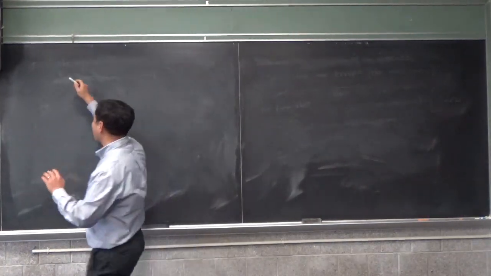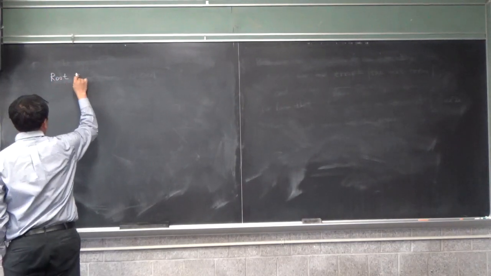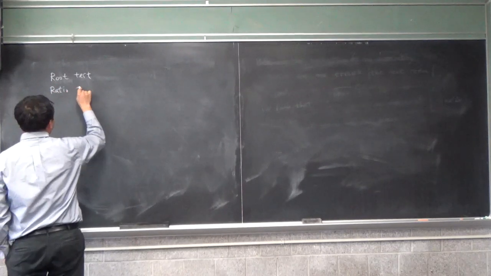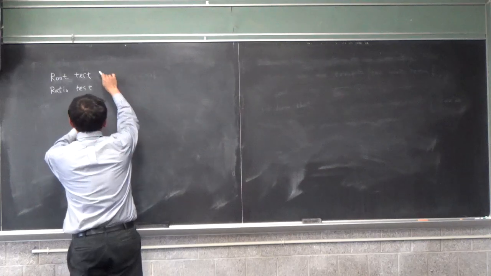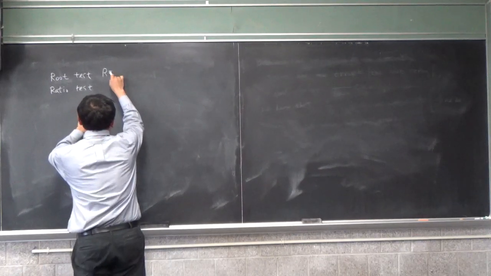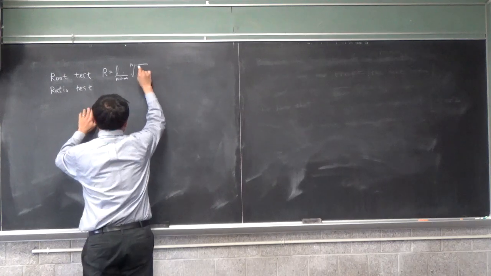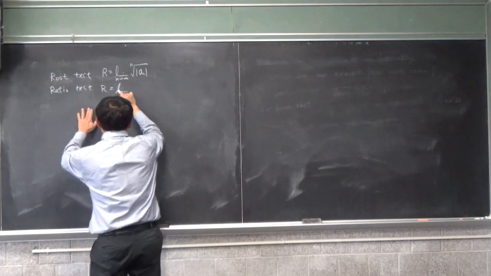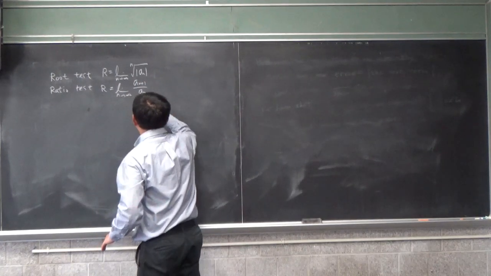One by one. Okay. We should have a root test. Root test and ratio test. So what is this? Here R is the limit as n goes to infinity of the nth root of the absolute value of an, right? For the ratio test, R is the limit of the absolute value of a(n+1) over an.